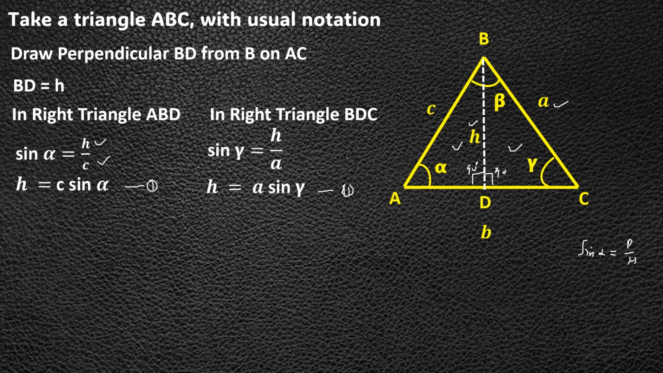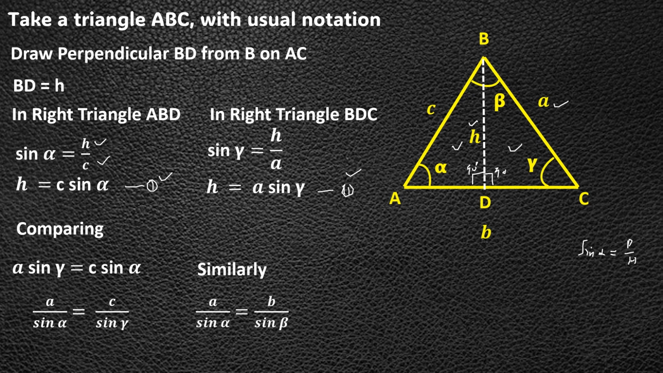Now we compare equations 1 and 2 and we get a sine gamma is equal to c sine alpha. Now from here we can write a over sine alpha is equal to c over sine gamma. Similarly, we can show that a over sine alpha is equal to b over sine beta. Let's label these expressions as A and B. Now we combine these two expressions and we get the law of sines.